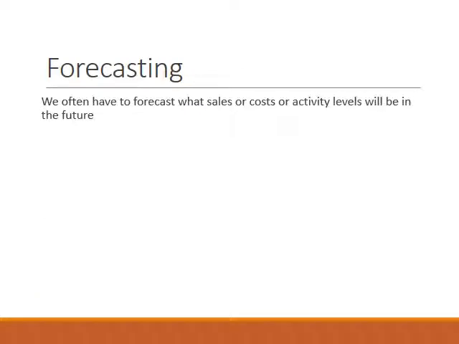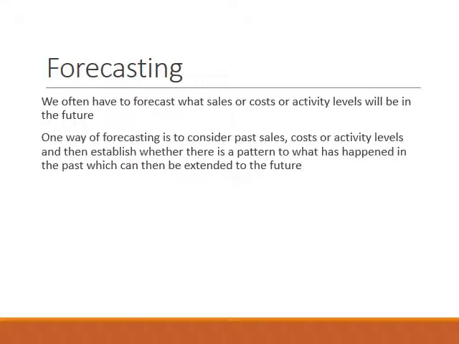Often accountants have to forecast what the sales or costs or activity levels are going to be at some point in the future. Now there are a variety of different ways of forecasting this information, but one way is to look at what's happened in the past and see if there is a pattern that emerges from the data that we can extend or extrapolate into the future. One of the common methods used to identify these kinds of patterns is to use what are called moving averages.